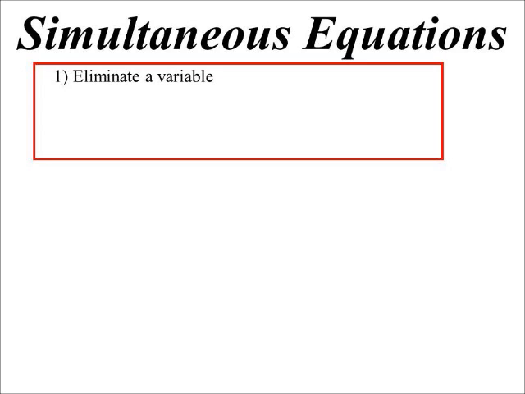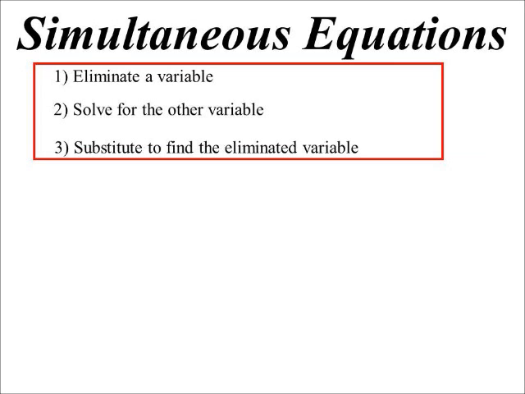Okay, let's now have a quick recap of simultaneous equations. Another important skill we need. Most popular method, I think, is what we call the elimination method. So the idea is we want to eliminate a variable out of our equations and then go and solve for the other variable. And then once you've solved for the other variable, you can substitute back in and find what the eliminated variable is. So that's the basic idea of what we call the elimination method.